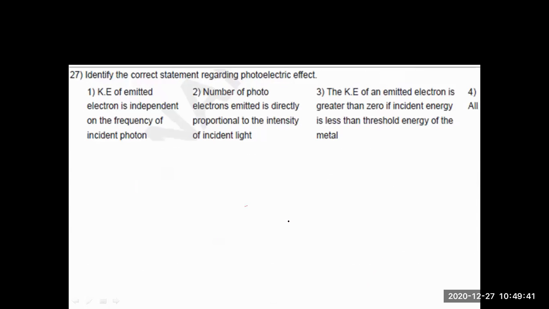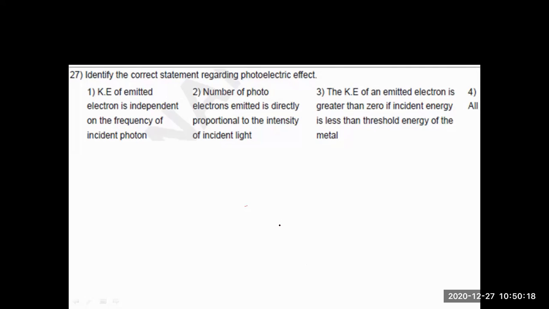27. Identify the correct statement regarding photoelectric effect. Option 1: Kinetic energy of the emitted electron is independent of frequency. Option 2: Number of photoelectrons emitted is directly proportional to intensity. Option 3: The kinetic energy of an emitted electron is greater than 0 if incident energy is less than threshold energy of the metal.